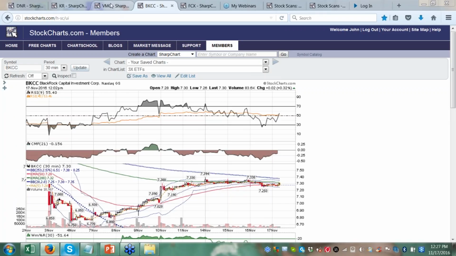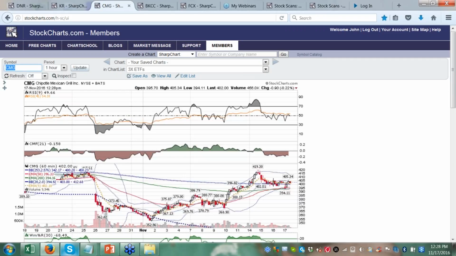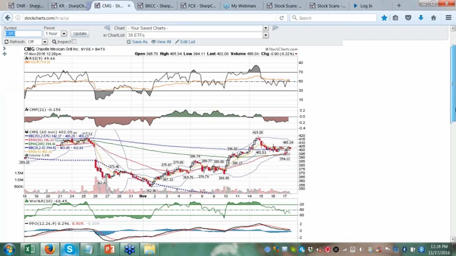The first one I want to look at is CMG. I want to see if CMG was able to hold that mid-band. Okay, now look at it. It actually took it out and is now sitting just above that mid-band.